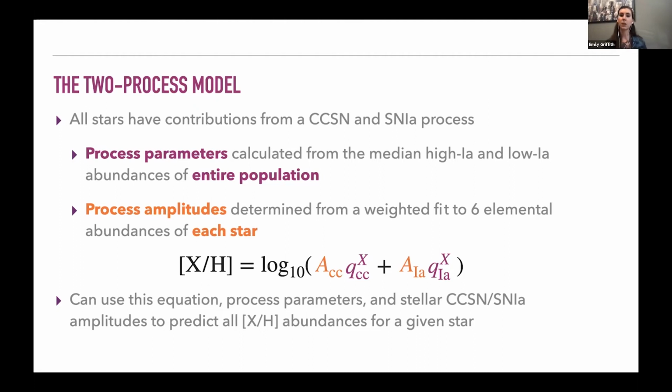This is fit to a weighted fit of 6 different elements. We use magnesium, iron, calcium, silicon, and nickel. And from this, we could predict the abundances of any element that is in GALAH or APOGEE based on the fit to the median sequences and the amplitudes to these 6 elements. So this is telling us about the core collapse and type Ia contribution to a given star based on the population values. And we can use this to predict the abundances and compare the predicted abundances to the abundances we actually observe.